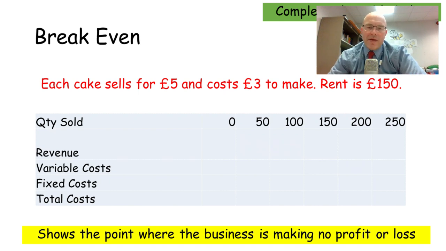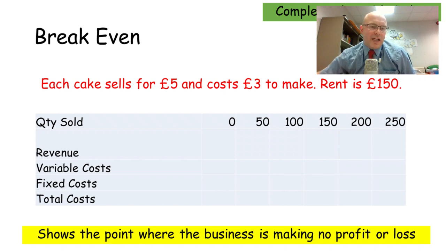Now, to get your total cost, remember, you need to add your fixed cost and your variable cost together. Don't make the typical mistake of trying to add your revenue here. Remember, revenue is money going in, and your total cost, obviously, is money going out. So you add your two costs together. So your total cost should have been, for zero cakes, just £150. £300 for 50 cakes. £450 for 100 cakes. For 150 cakes, it should have been £600. £750 for 200 cakes. And £900 for 250 cakes. If you got those numbers correct, then well done. You've managed to complete the table.